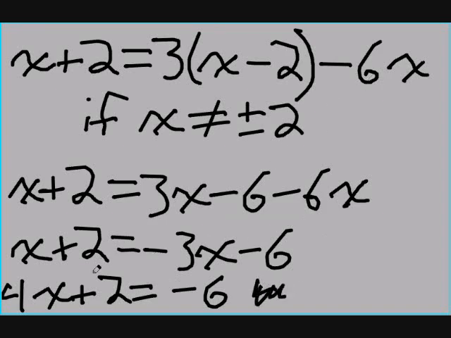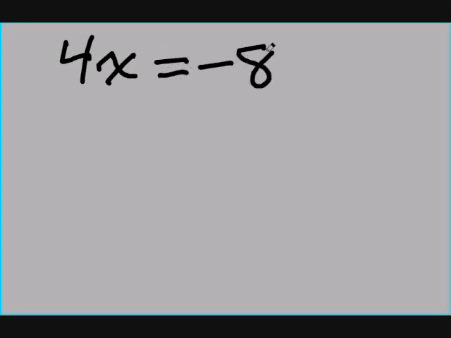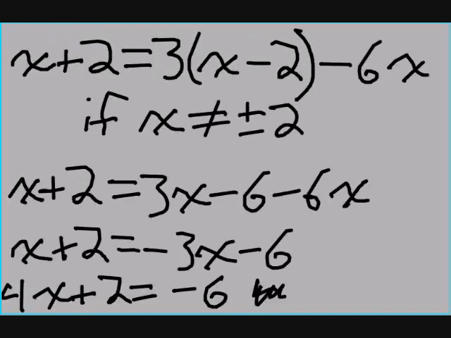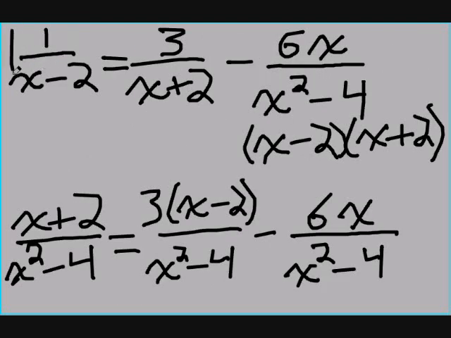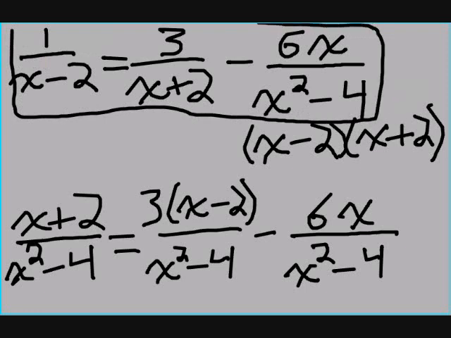Let's go to a different board. Subtract 2 from both sides, I'm going to get 4x equals negative 6 minus 2 is negative 8. So I'm going to get 4x equals negative 8. And then I divide both sides by 4, and I get x equals negative 8 over 4 is negative 2. But remember, this is bad. x is not allowed to equal plus or minus 2. So this is bad. And our original problem right here is what we started with.